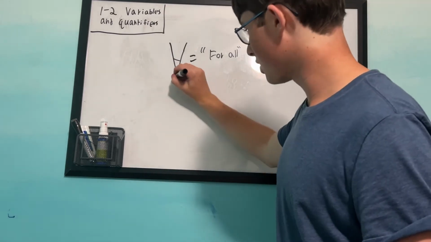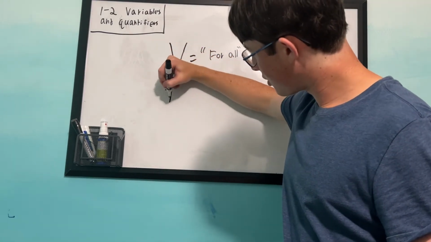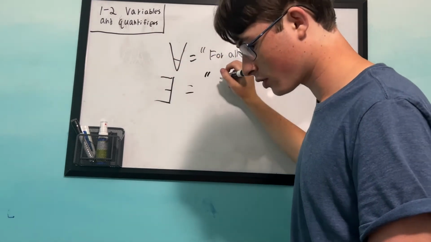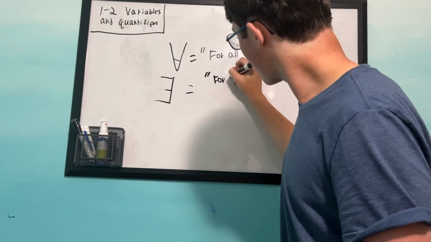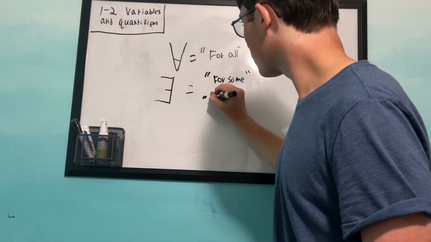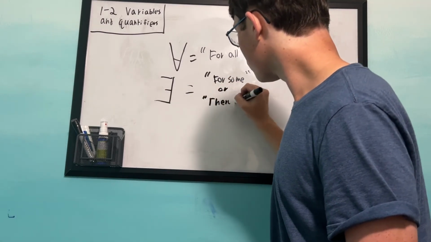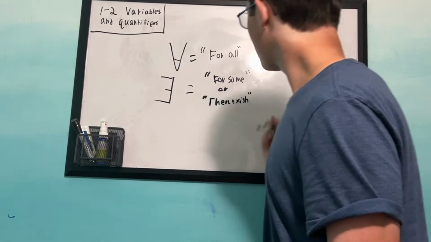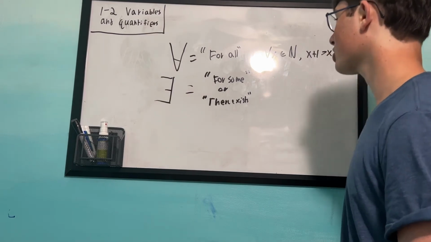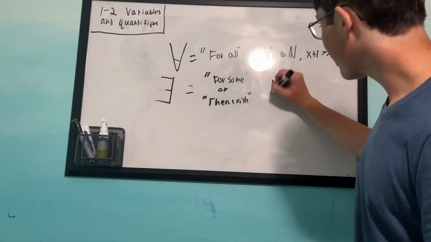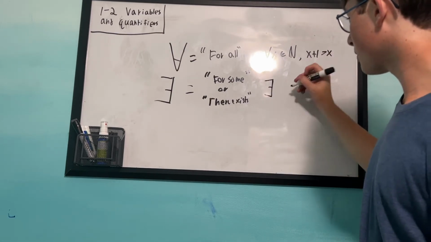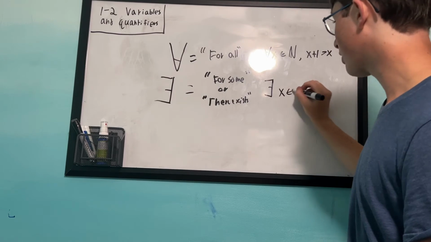The next one looks like a backwards capital E, and it means either for some or there exists. This just means as long as it's true in at least one case, the statement is true. So there exists x where x is in the set of natural numbers.